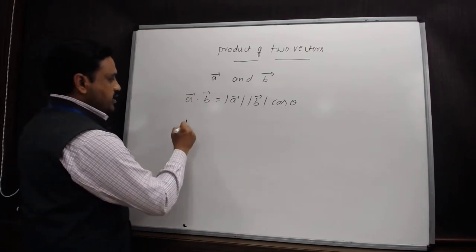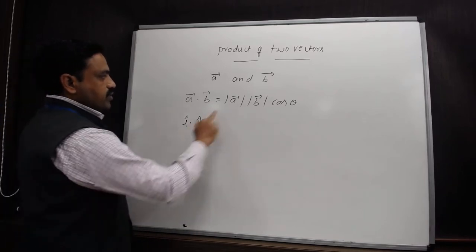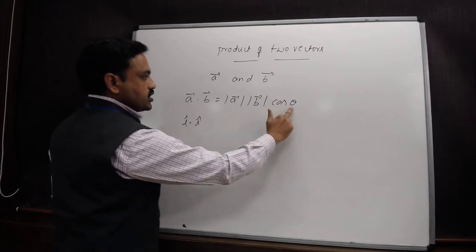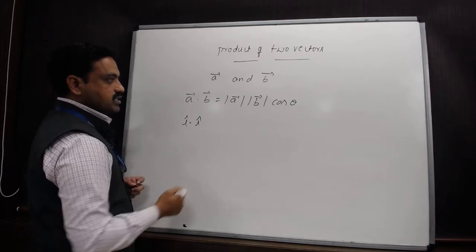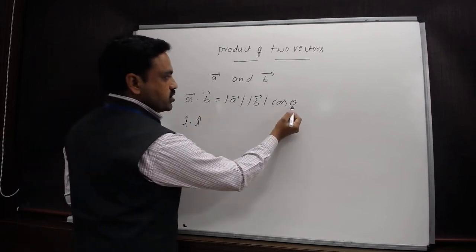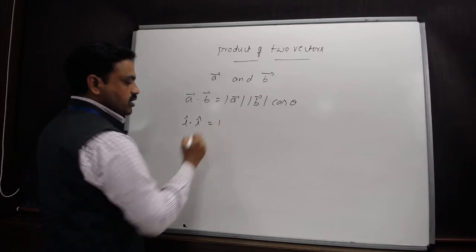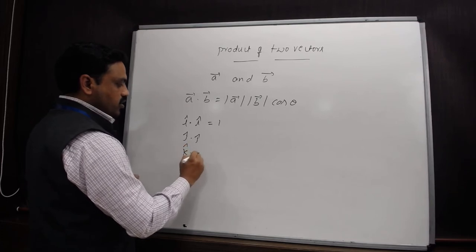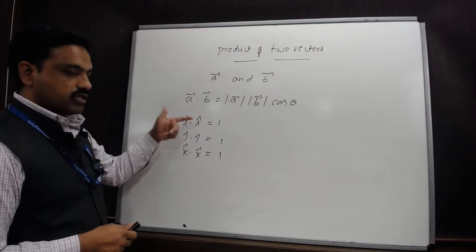So what happens in the dot product of i and i? If I substitute in this formula, magnitude of i is 1, magnitude of i again is 1 and cos theta, where theta is the angle between i and i. We know i cap is a unit vector along the x-axis. So the angle between i and i is 0. If I substitute here, cos 0 is 1. So the answer of i dot i is equal to 1. Similarly, j dot j as well as k dot k is equal to 1 only. That means the dot product of like vectors is 1.